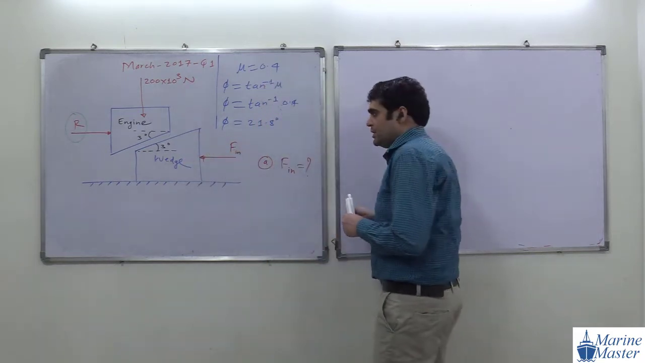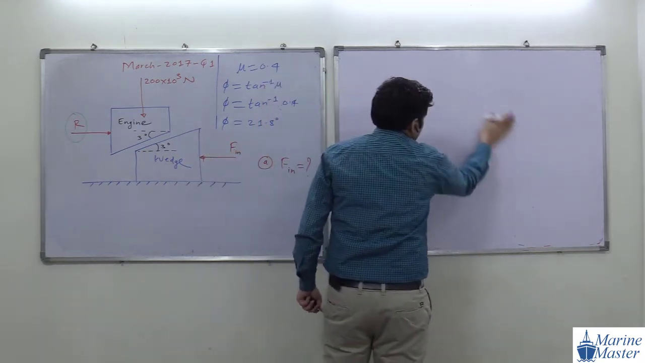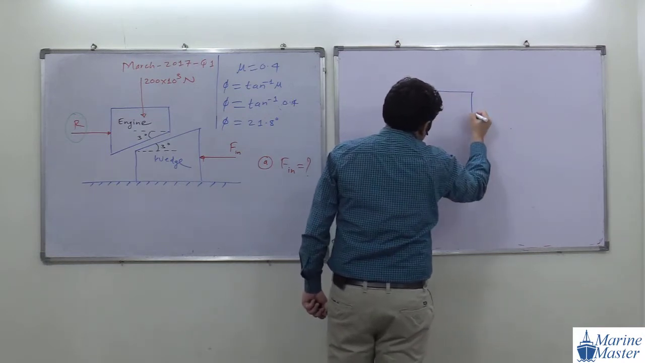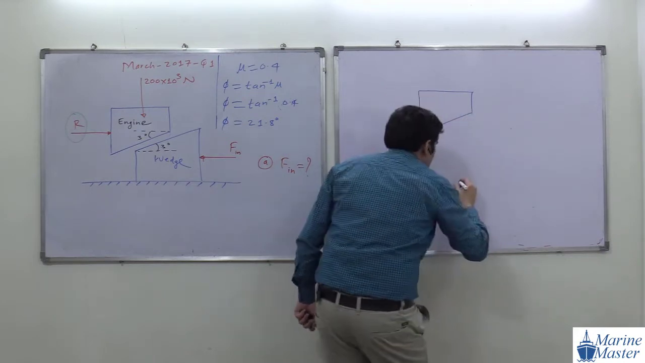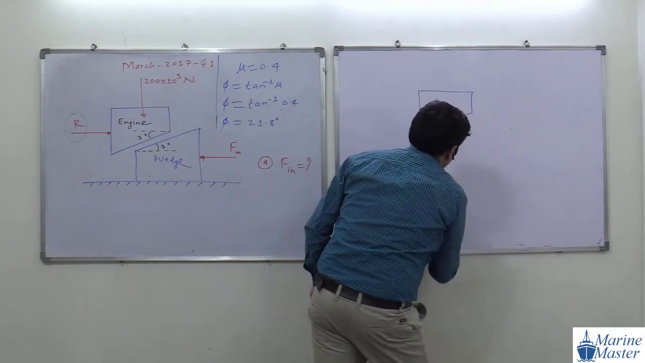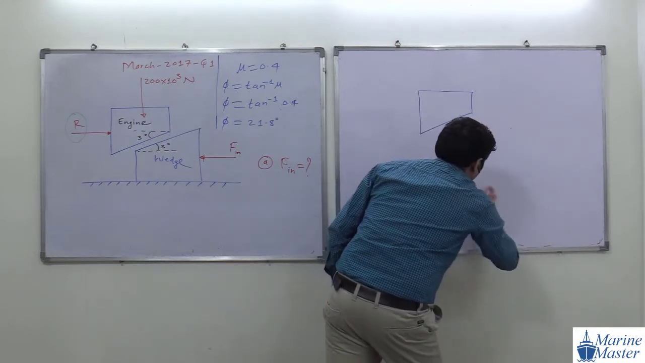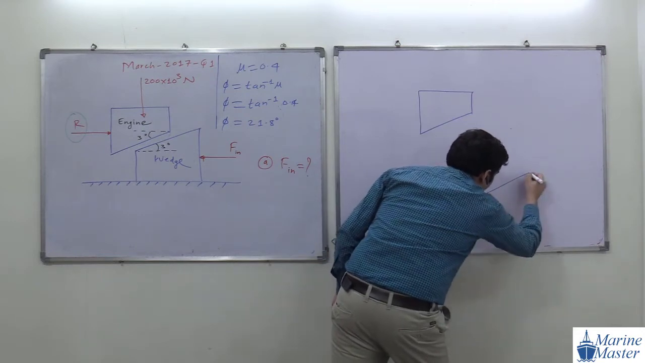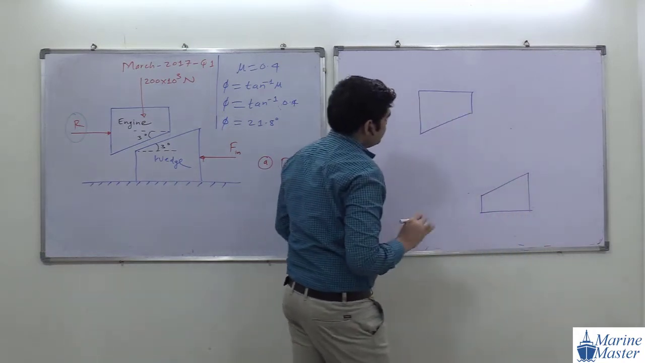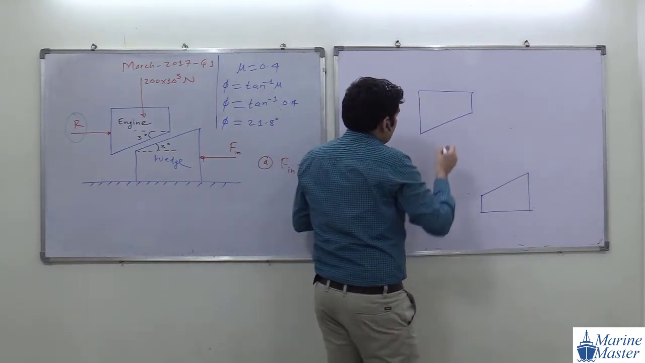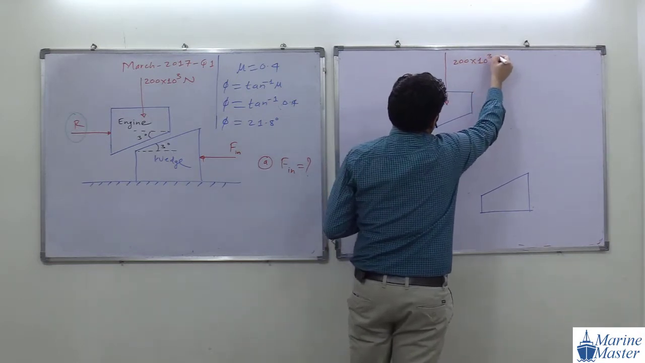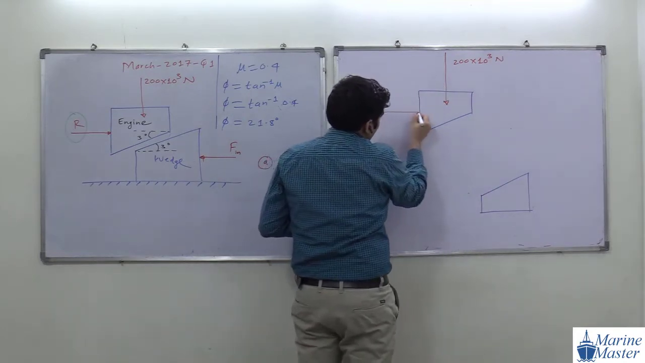Okay, see the scenario here. First of all, very simple scenario. Only two drawings will come. The first one is our engine part. Then below there will be the wedge. Now, how much load will there be? 200 into 10 raised to the power 3 Newton. Okay, good.